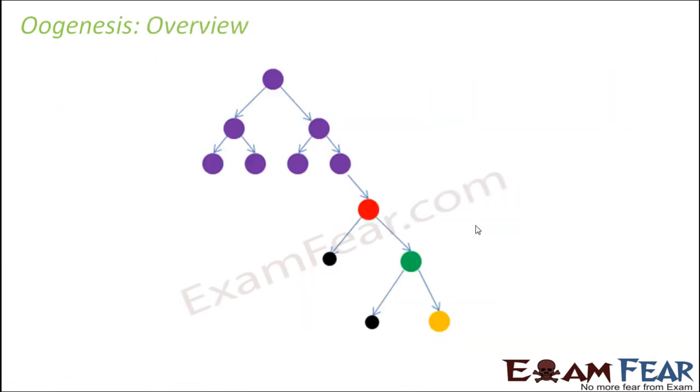Okay, so now this is just a quick overview of the process of oogenesis. Now what happens here? The story starts with the oogonia. This oogonia undergoes mitosis and differentiation, and it forms the primary oocyte. Right? Now this primary oocyte gets stuck in prophase 1, and then it remains in this prophase stage till puberty. So this is where it gets stuck.